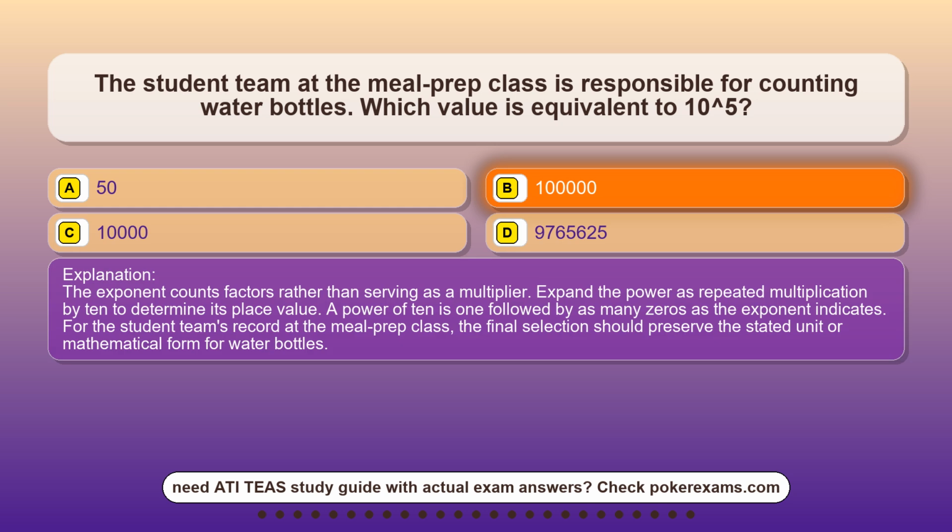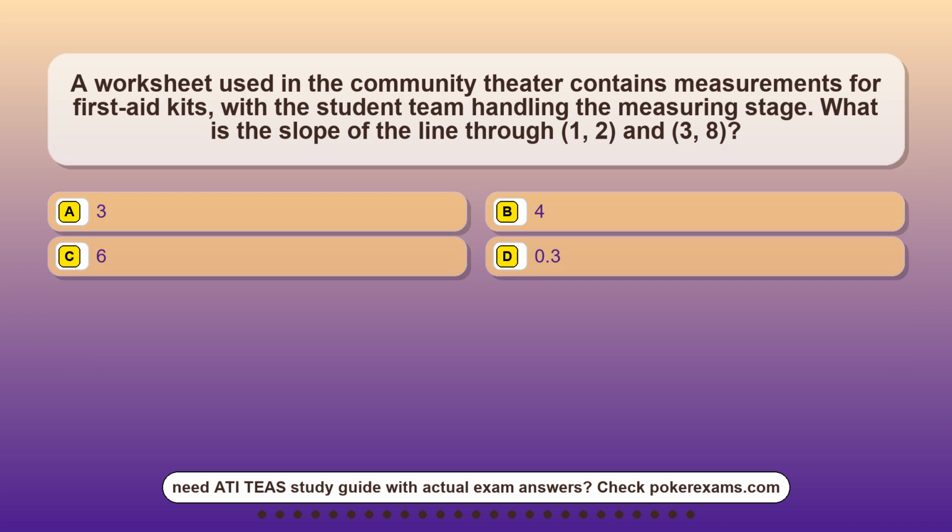The exponent counts factors rather than serving as a multiplier. Expand the power as repeated multiplication by 10 to determine its place value. A power of 10 is 1 followed by as many zeros as the exponent indicates. For the student team's record at the meal-prep class, the final selection should preserve the stated unit or mathematical form for water bottles.